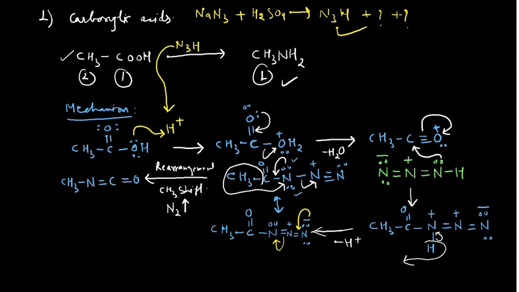This is your methyl isocyanate, which you have already made in your earlier reaction, in the Hofmann bromamide reaction. In the Curtius reaction, you have done all these things. So if you have followed those lectures, very good. If you haven't seen those lectures, see in the description box. I am giving you the link also.